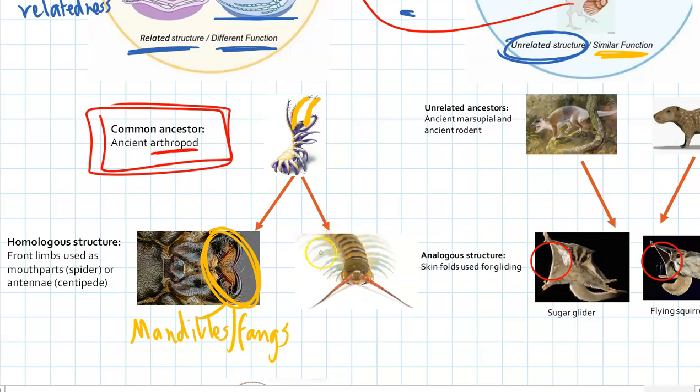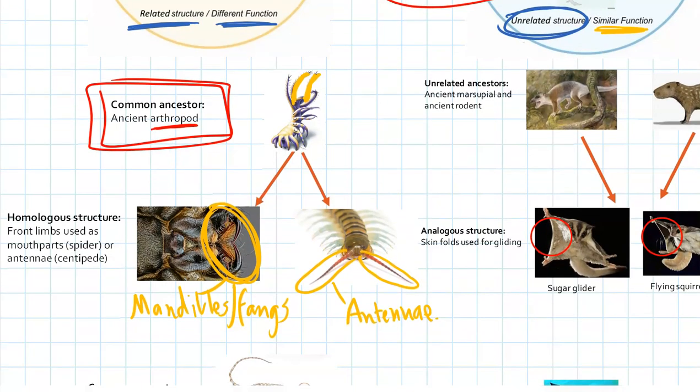But the centipedes, they've evolved those 2 front limbs to be antennae. So antennae are used for sensing things, for feeling around and searching for prey, food and shelter and water. So these structures are homologous because they came from a common ancestor who had that structure.